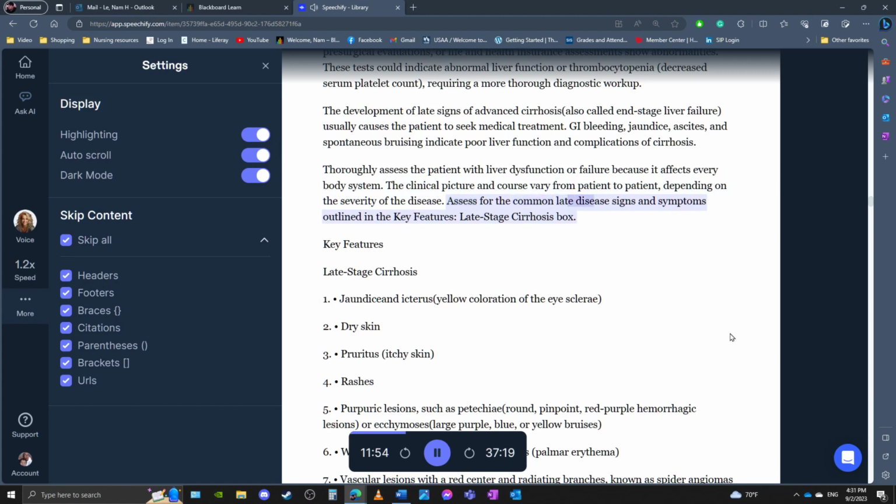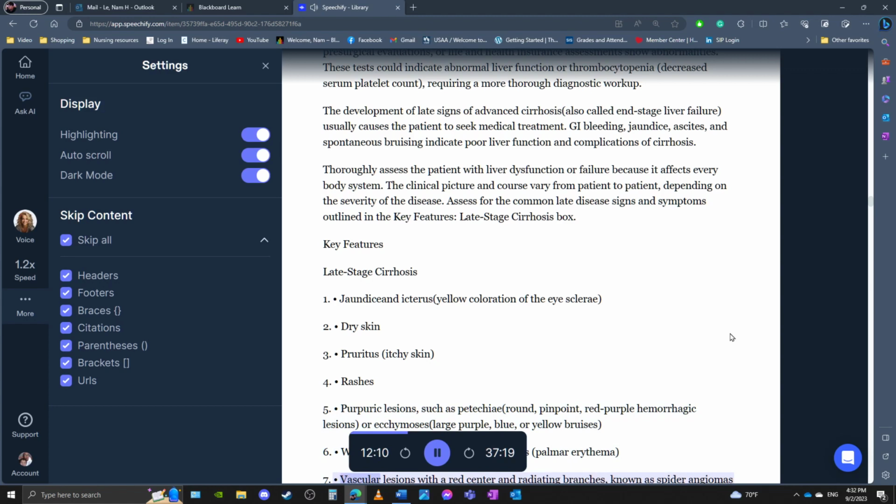Assess for the common late disease signs and symptoms outlined in the Key Features, Late-Stage Cirrhosis box. Key Features, Late-Stage Cirrhosis. 1. Jaundice and icterus. 2. Dry skin. 3. Pruritus. 4. Rashes. 5. Purpuric lesions, such as petechiae or ecchymoses. 6. Warm and bright red palms of the hands.